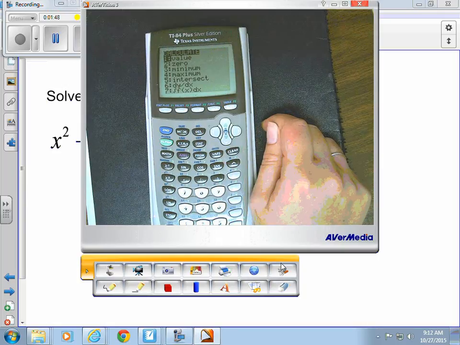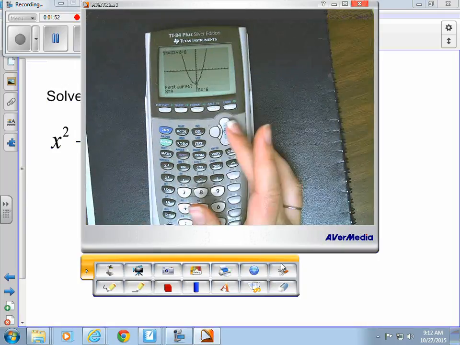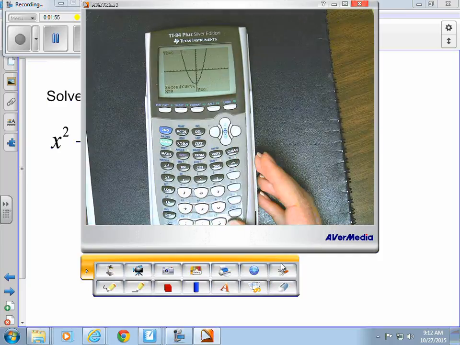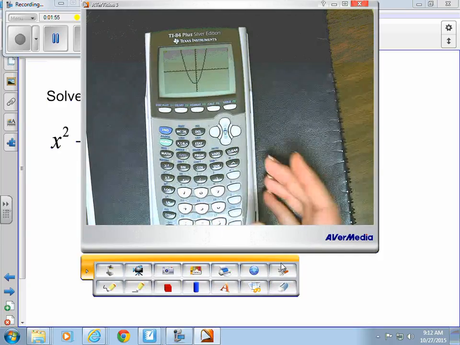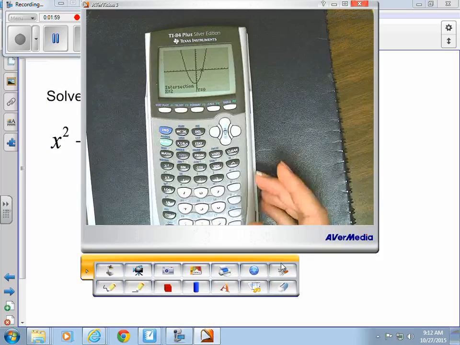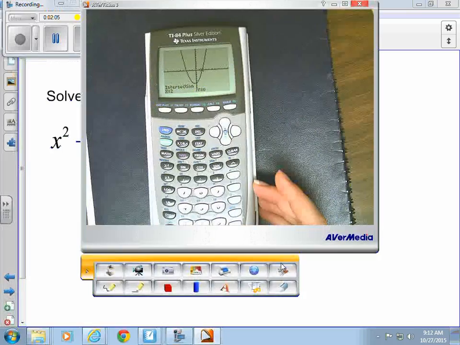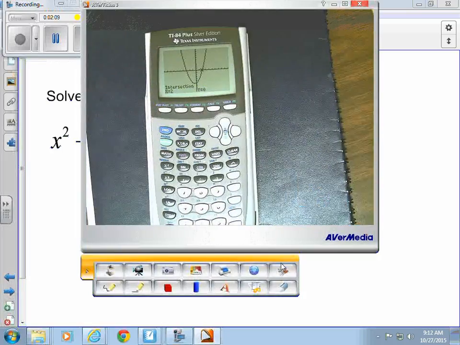Second trace number 5, which is intersect. You can just push enter 3 times. When you do, it will give you a random one of the 2 intersections, which is fine. I want both, so it doesn't really matter where we start. So I get x equals 2, y equals 0. X equals 2 is the solution, right? That's what I'm trying to find. What does x equal? So x equals 2, write that down.